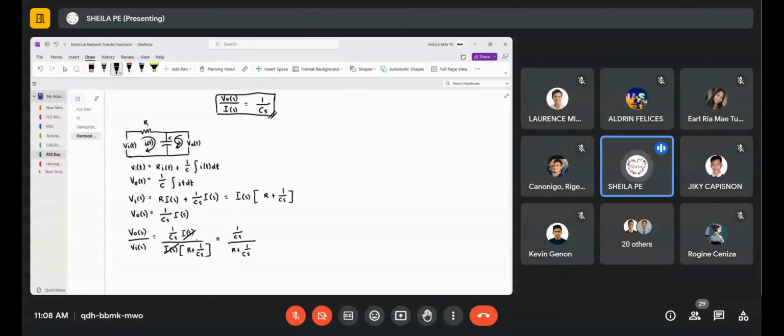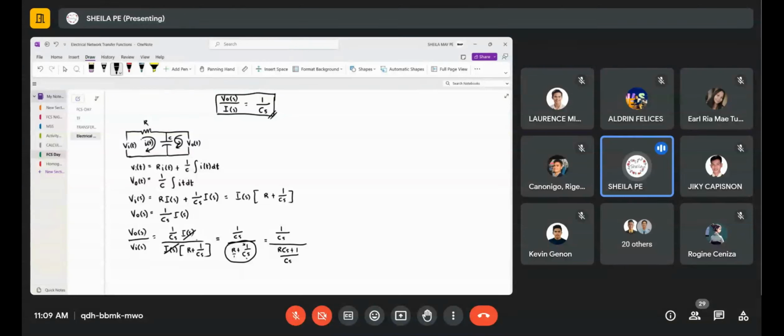Okay, now if we want to make it simple, we can simplify this form: CS times R over 1 over CS. You take the LCD, which is CS. So CS divided by 1 is CS times R, so that's RCS, plus 1, because CS divided by CS is 1.